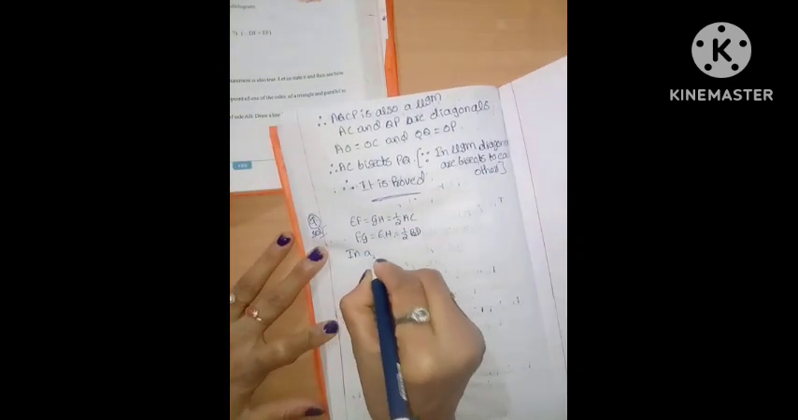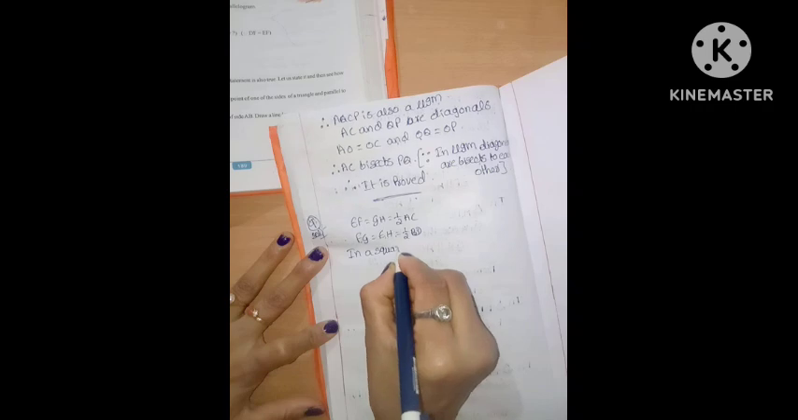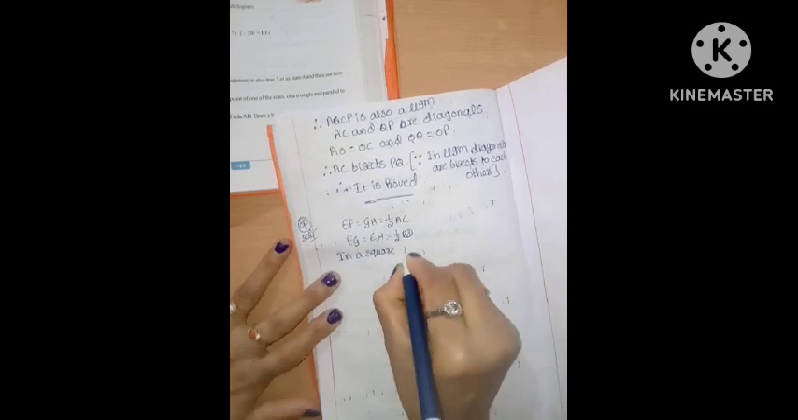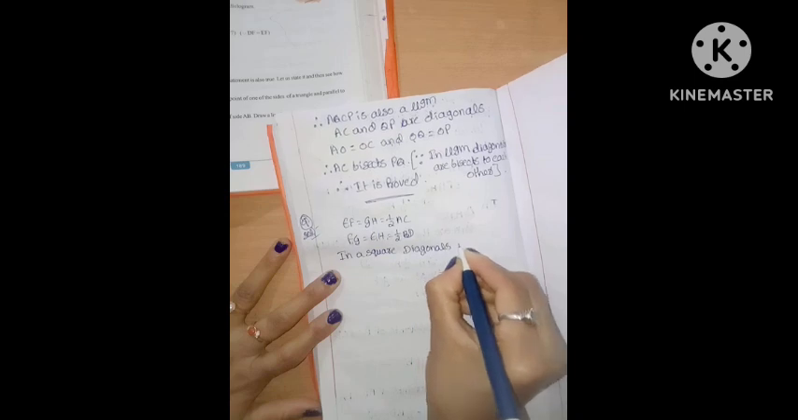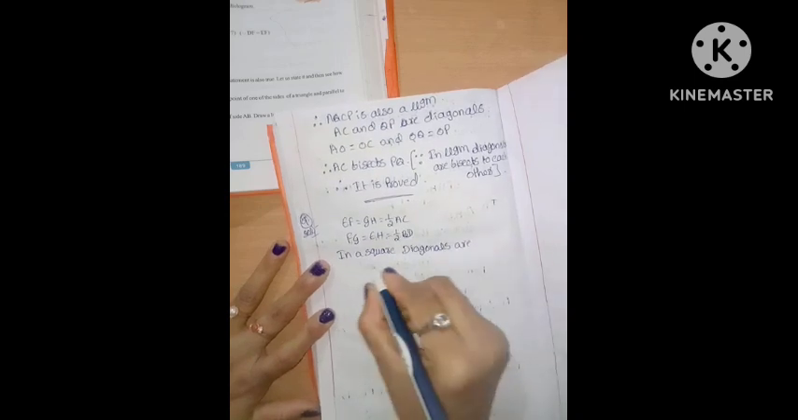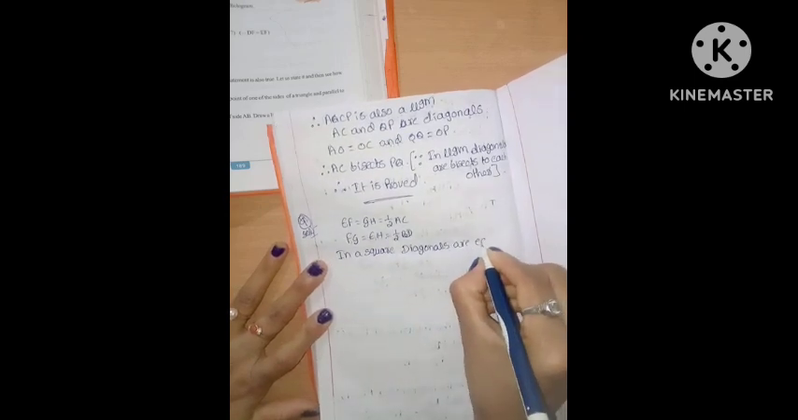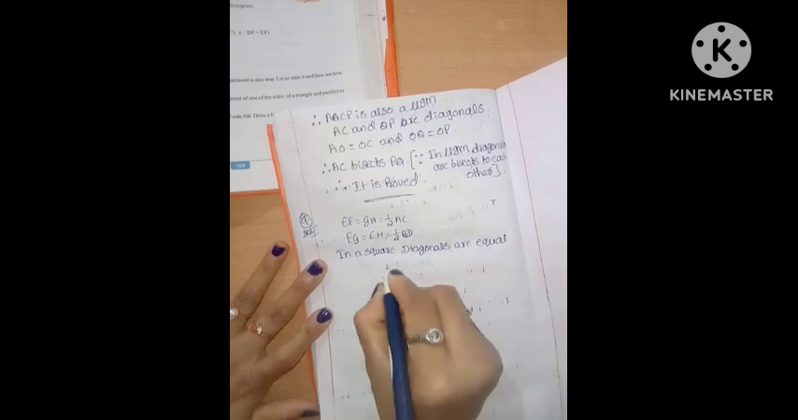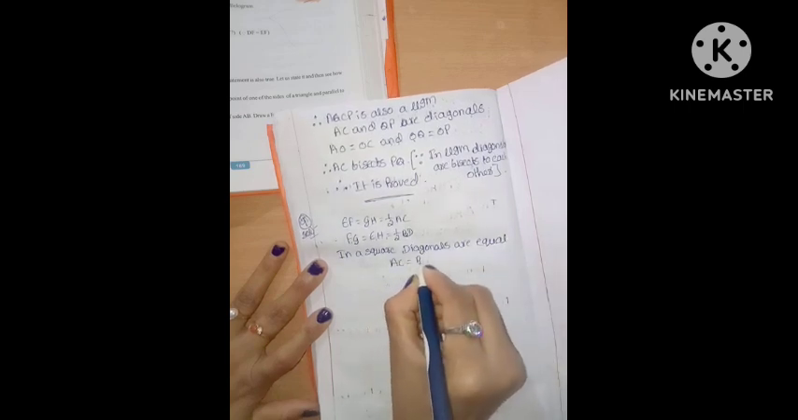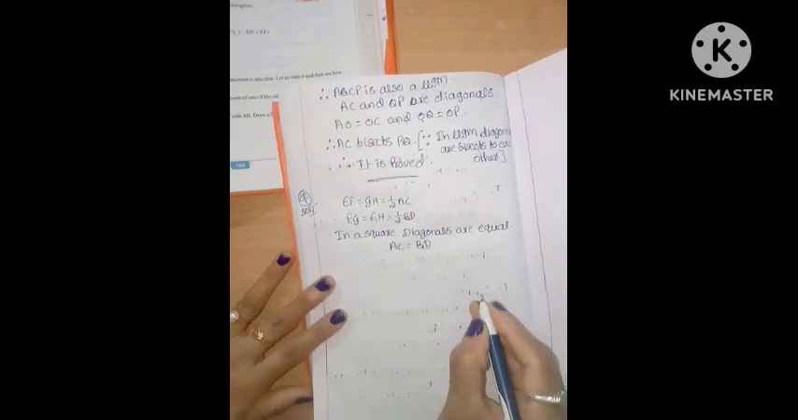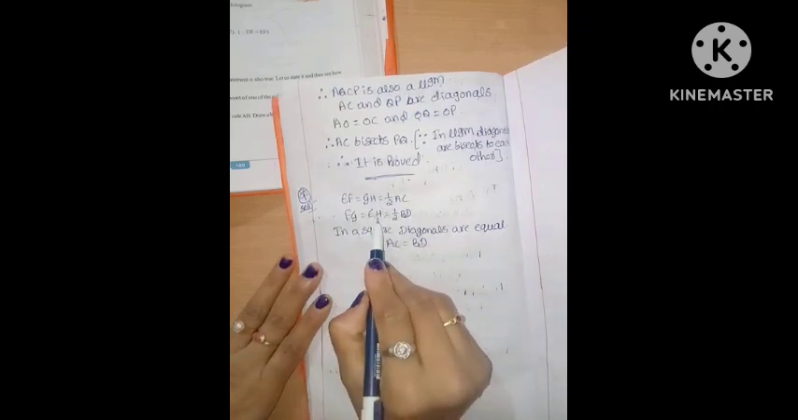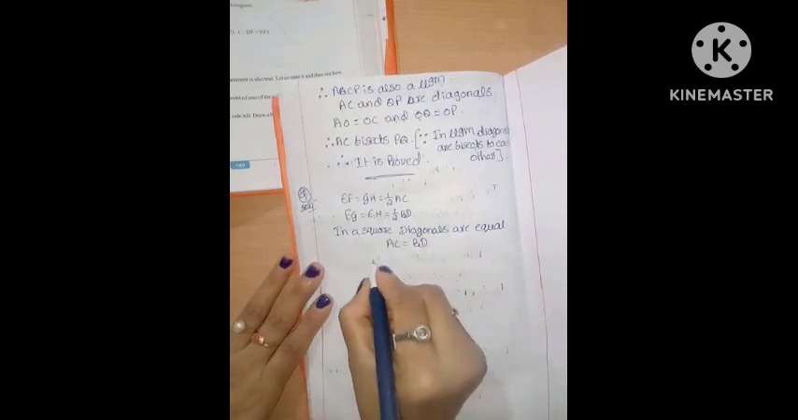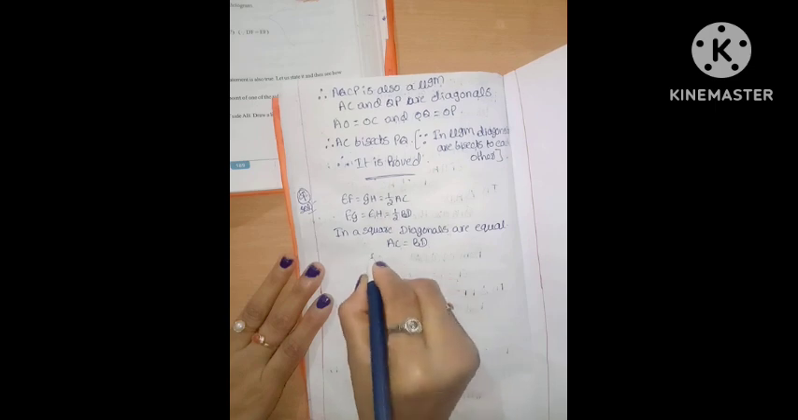In a square, diagonals are equal. We know that. Okay, in a square diagonals are equal. So what are the diagonals? AC is equal to BD. Here, either this one or this one, let us take any one only. So let us take this one.